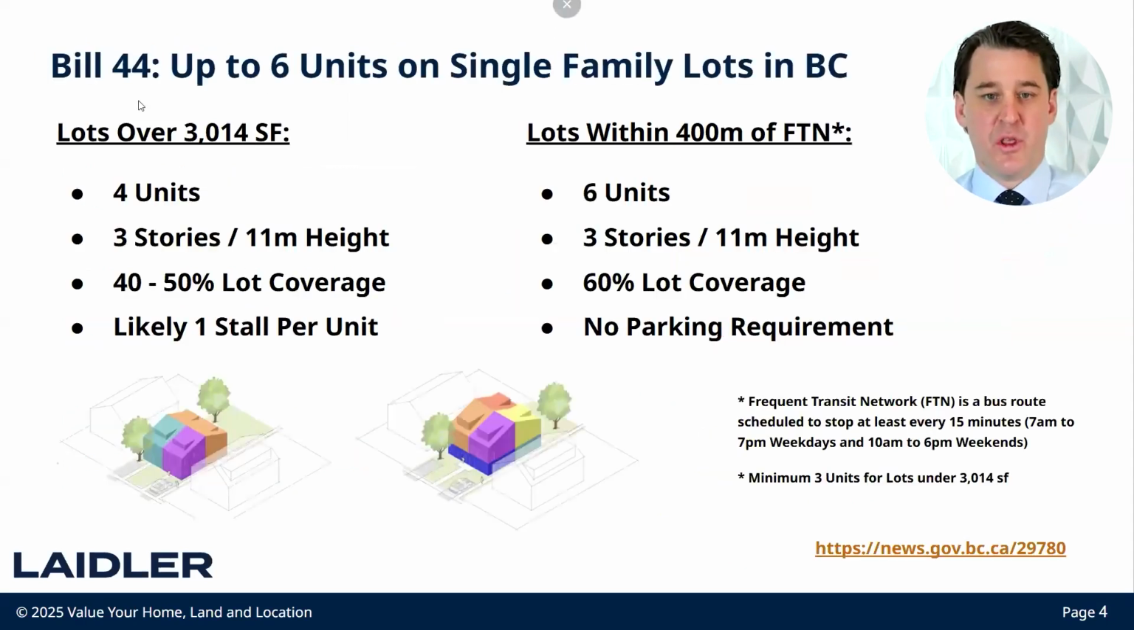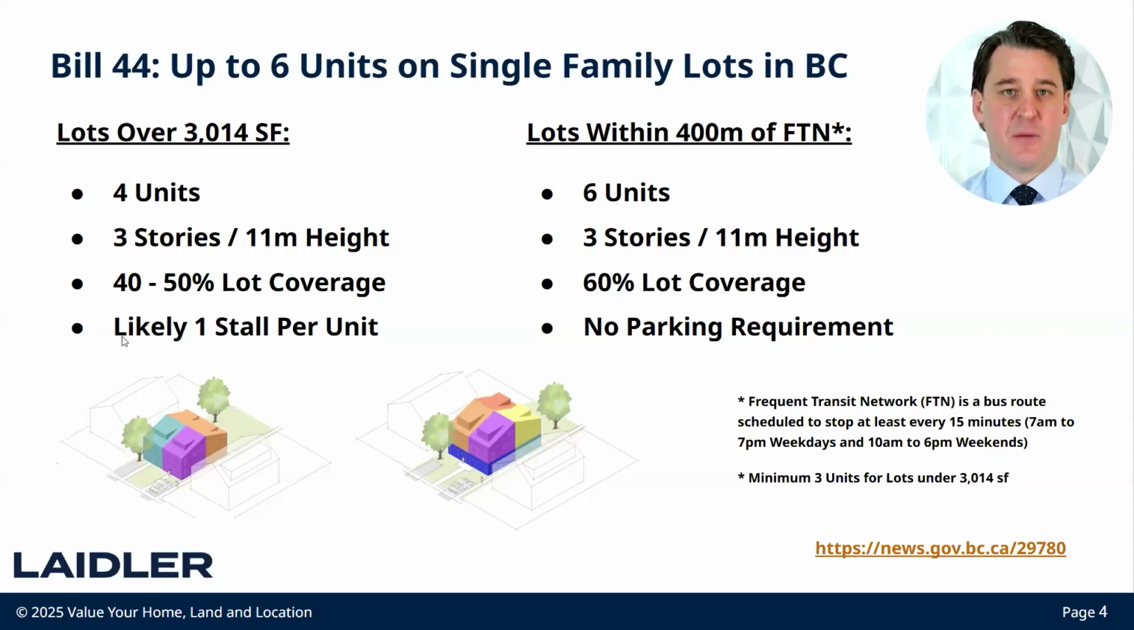In relation to Bill 44, as a recap, it applies to every property over 3,014 square feet, allowing for a minimum of 4 units, 3 stories in height. The provincial guidelines provided for 40 to 50% lot coverage recommendation and left flexibility up to the cities on how many parking stalls would be required within the 4-unit designations.